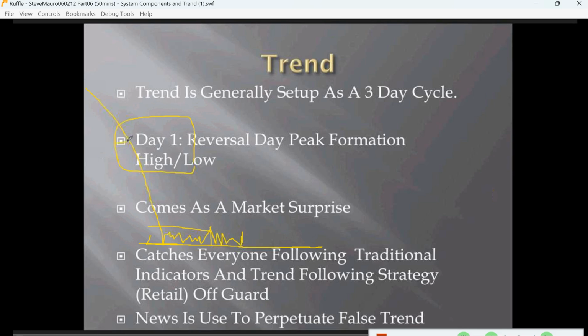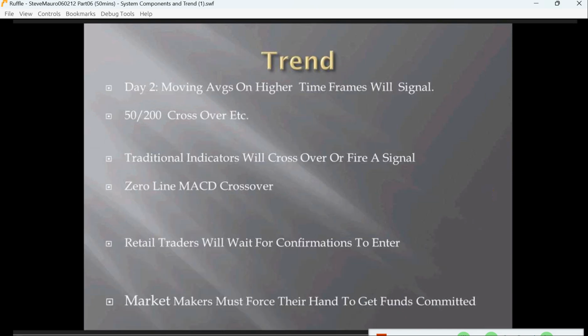Before they hit the reversal, there might be a big news release here that spikes further down and shows, oh my God, the trend is down. Everyone has to sell. Okay? The dealer applies the brakes and pulls and holds at that number. Day 2. The moving averages on the higher time frames will signal. Perhaps you're going to get a 50 crossing the 200.